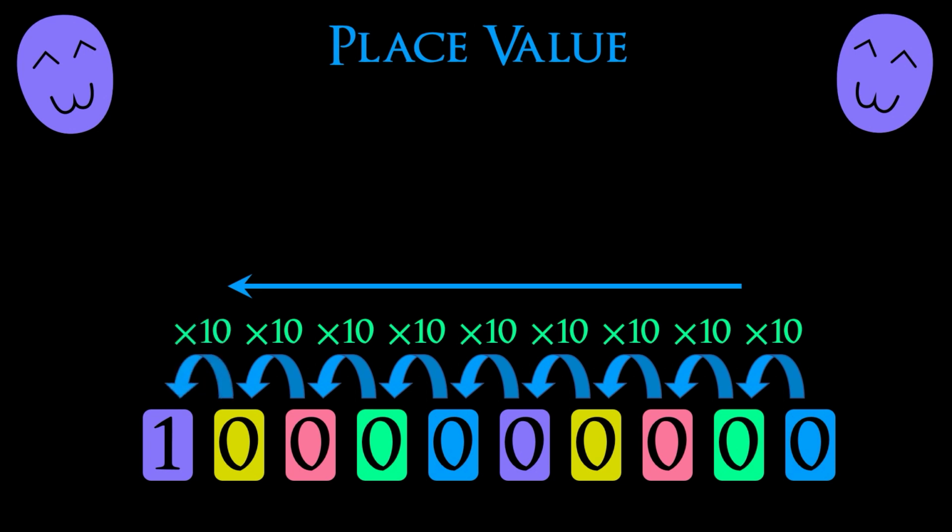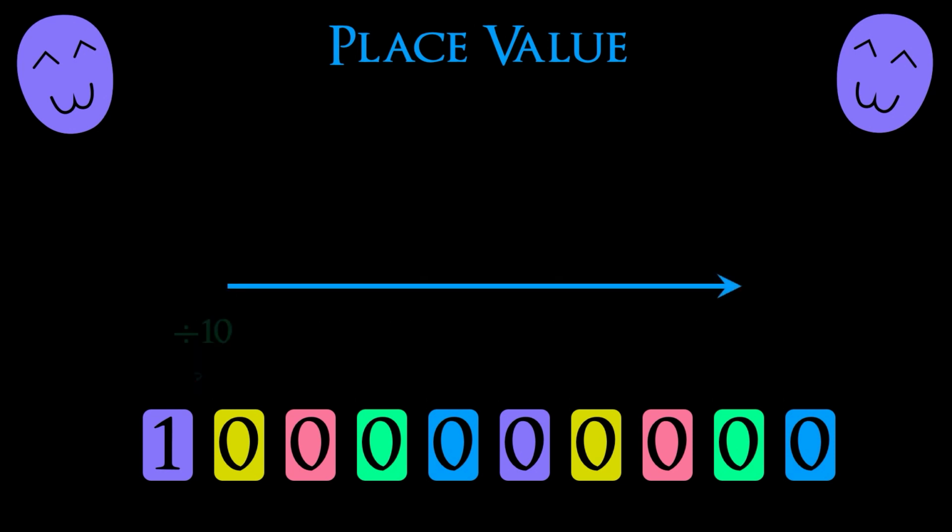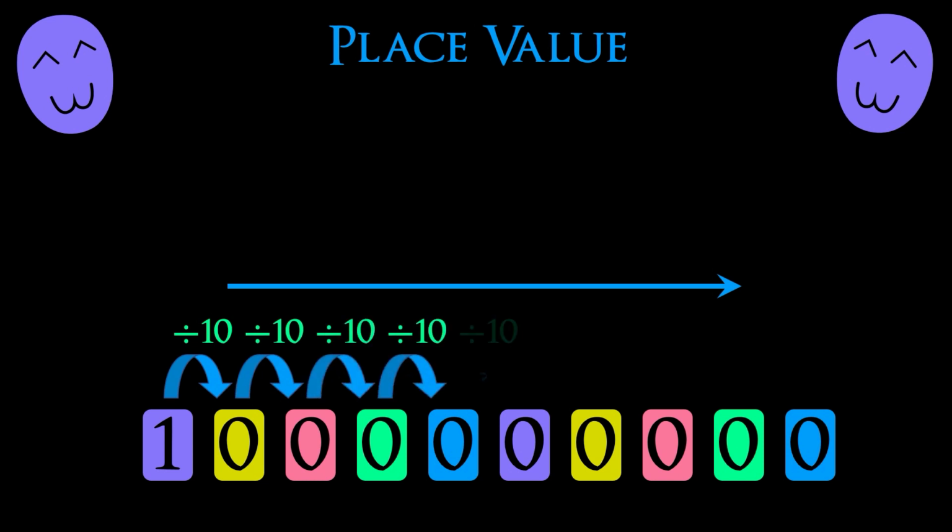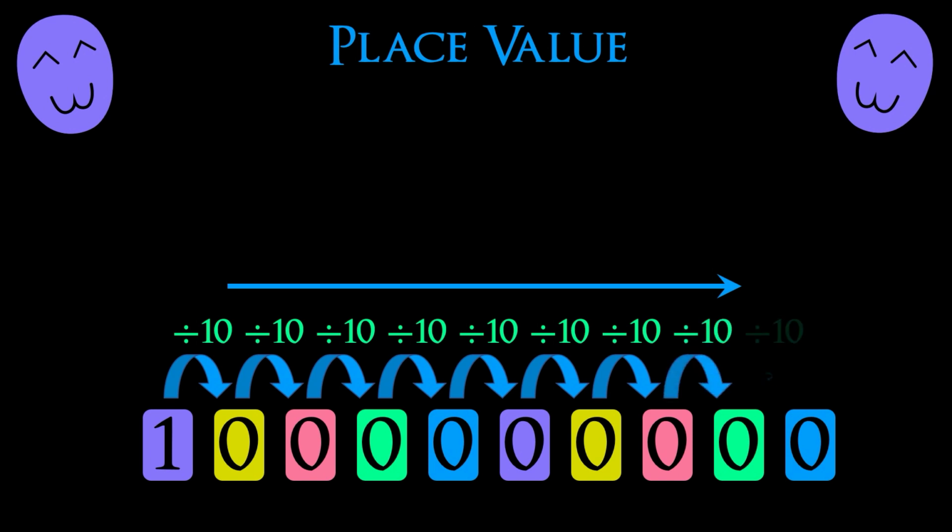Since the number place immediately to the left of a certain number place is always 10 times larger, the number place immediately to the right of a number place is always 10 times smaller. So when the number places are considered in order from left to right, you constantly divide by 10 with each smaller number place.